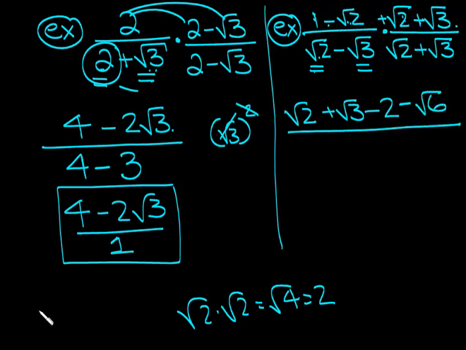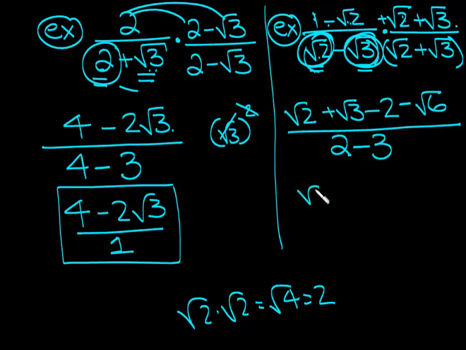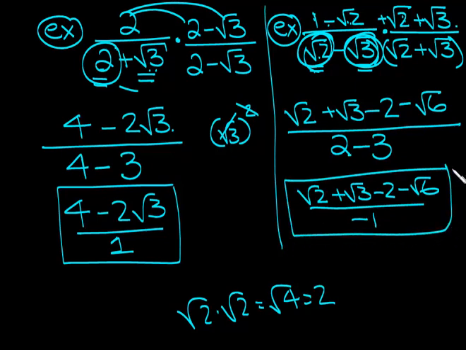Divide that by, we are multiplying conjugates here, aren't we? What happens when we multiply conjugates? You take the square of the first. Square root of 2 times square root of 2 is 2. Put a minus in the middle. Take the square of the second. Square root of 3 times square root of 3 is just 3. Okay. And we can just clean it up a little bit. We can write it as 2 plus square root of 3 minus 2 minus square root of 6 over negative 1. And there's your answer.